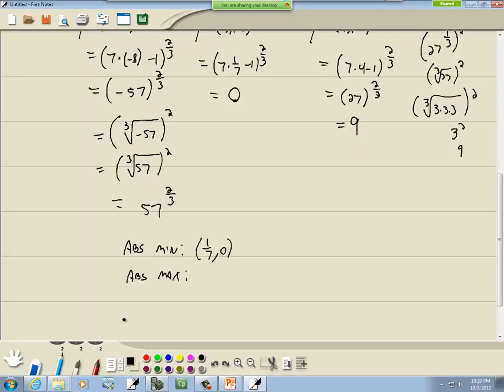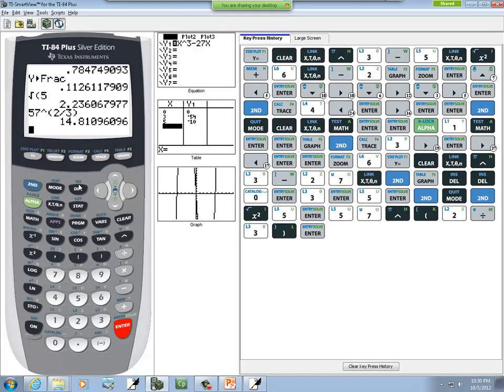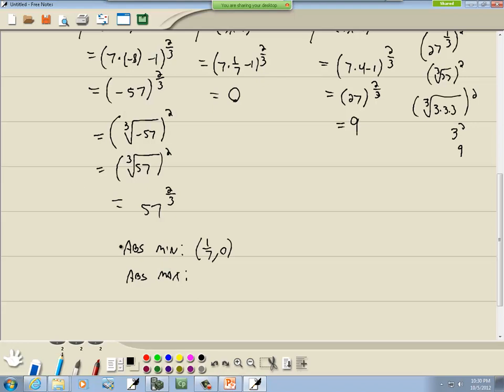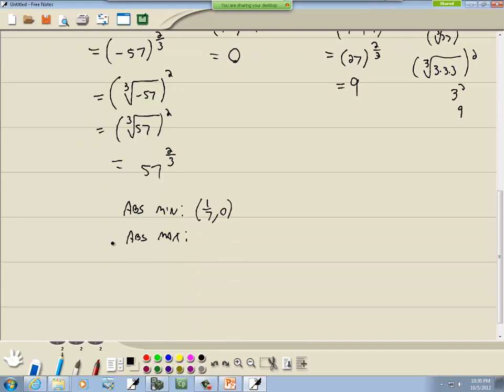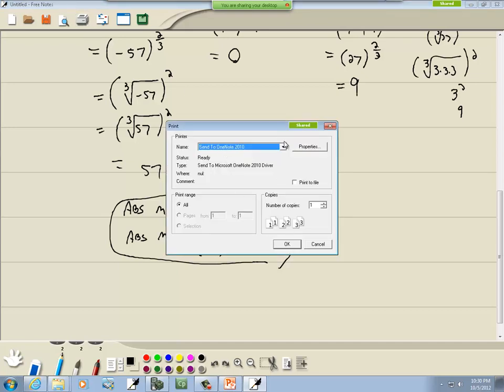Just thought I'd share. That's 14, and the other one was 9, so this is obviously more. So our absolute max would be, what's the x value here? -8. So this would be -8 and 57 to the 2/3. Now originally when I started this problem, I was thinking that this negative here meant this was smaller. But when we plug it into our radical form, we see it becomes positive, so it actually changes around. So that's interesting, if you're into math. Okay, let me save that.